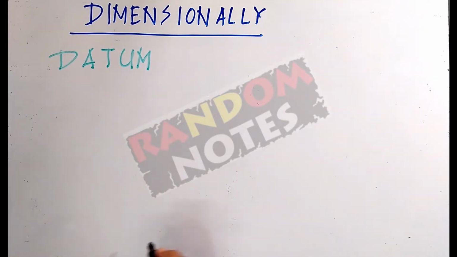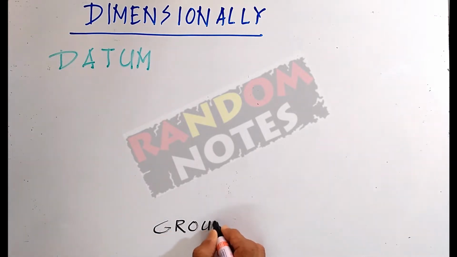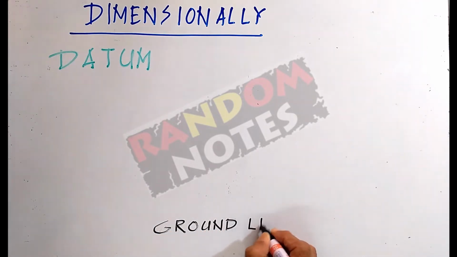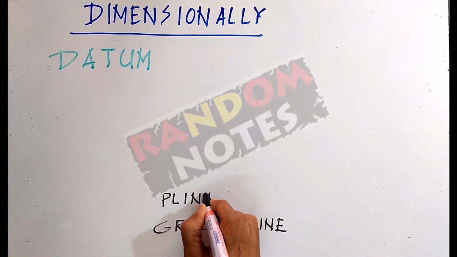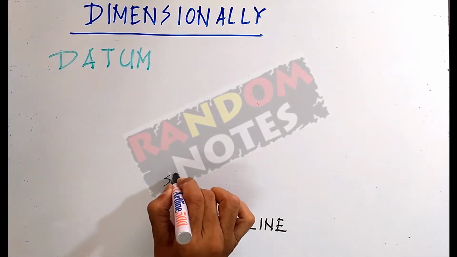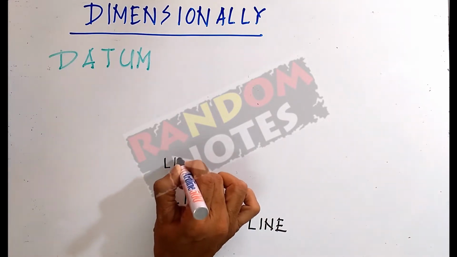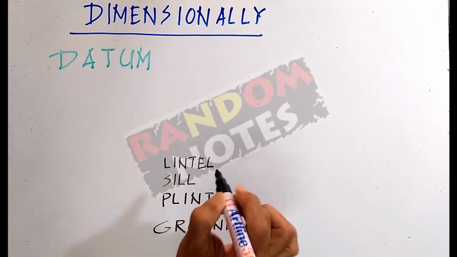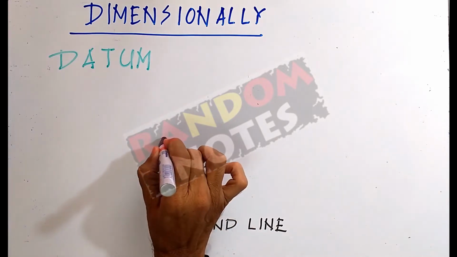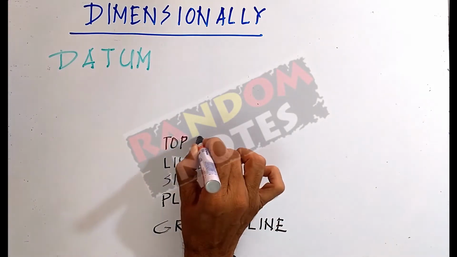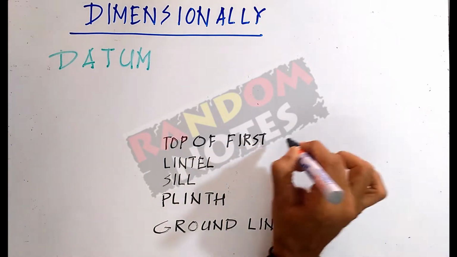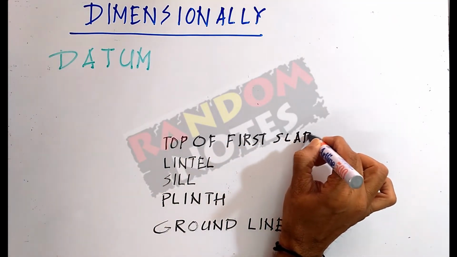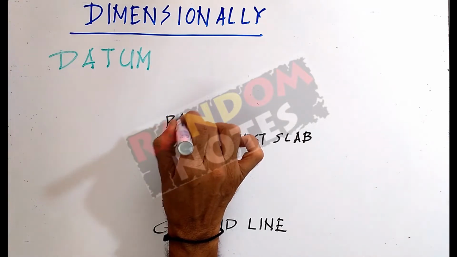Let us list these datum. Always make the ground line, then the plinth, top of the sill, bottom of the lintel, top of the first slab, top of the parapet wall.